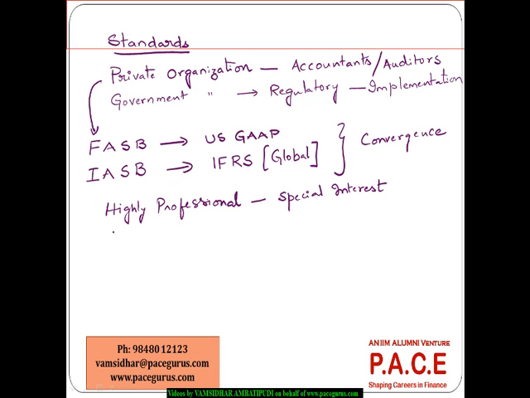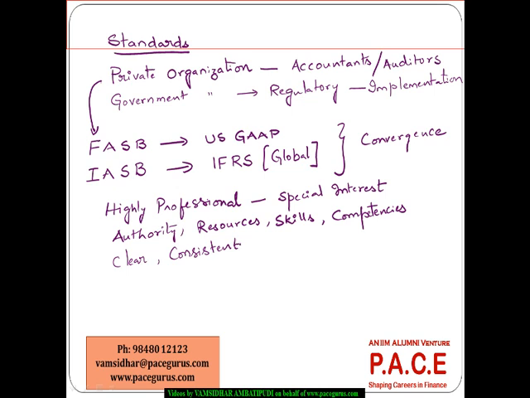That's the kind of professionalism that has to be maintained. Then the body has a good amount of authority, the resources and skills and competencies to develop, to understand the various financial transactions and try to come out with an effective framework. And the process should be very much clear, explainable, consistent across the years, across the various kinds of organizations. The framework should be clearly in place.